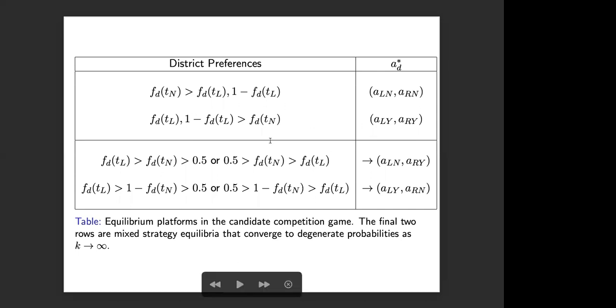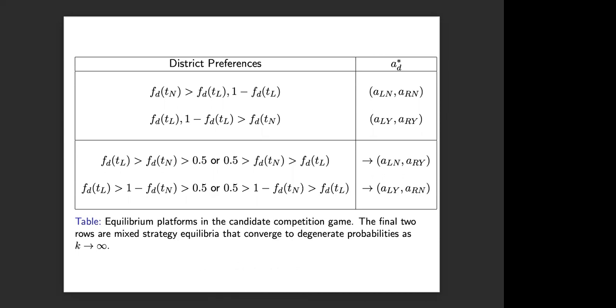This just tells you the outcome of the candidate equilibrium for any distribution of preferences. It's not that interesting, but it tells you that it's exactly pinned down for any distribution of voter preferences. It'll tell you what will happen. The top 2 are pure strategy equilibria. The bottom 2 are mixed strategy ones that converge to pure.